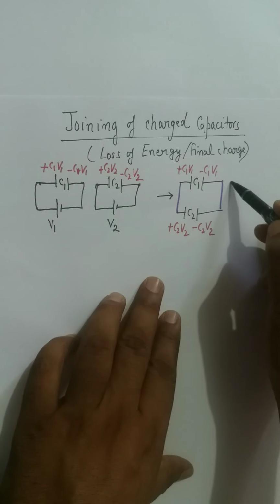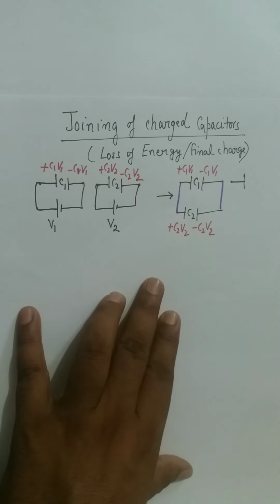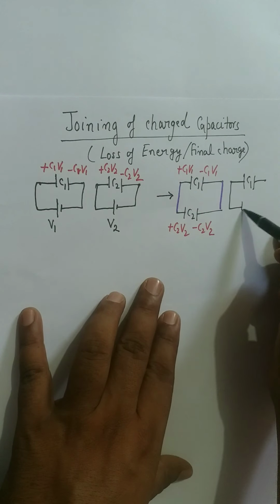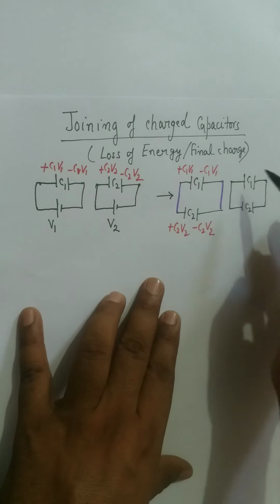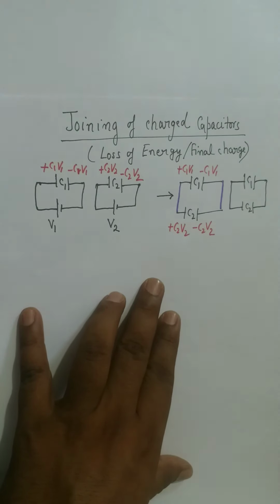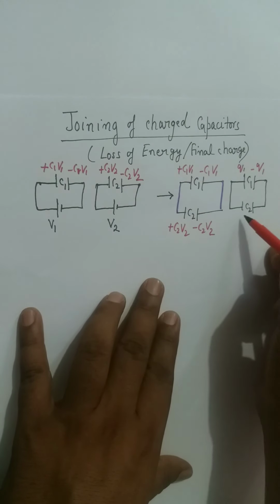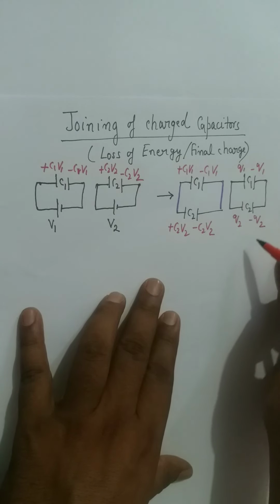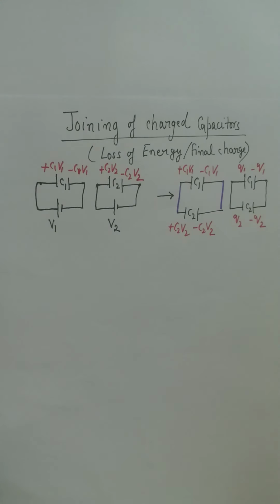Like so, in the final condition, this is capacitor C1 and this is capacitor C2. I assume the charge on capacitor C1 in the final condition to be small q1 and minus q1, and the charge on capacitor C2 to be q2 and minus q2. We have to solve for these two charges, q1 and q2.